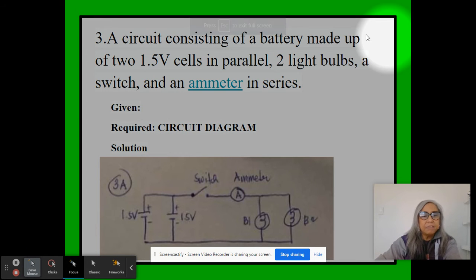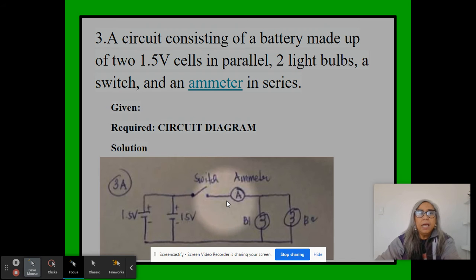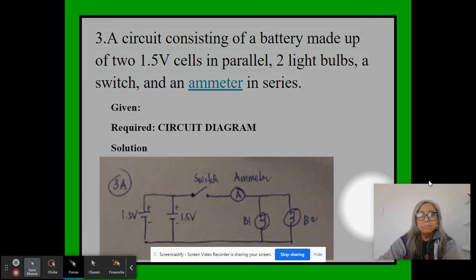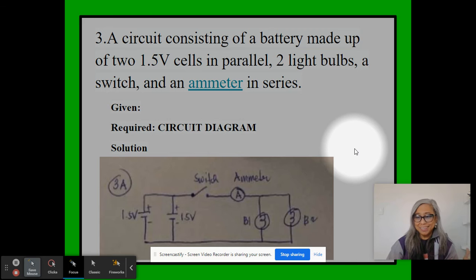So let's study this, right? So it is in parallel. So there should be a break there that I need to see. So a circuit consisting of battery made up of two cells in parallel. Where is that? So this would be it, right? This part. Two light bulbs. There you go. And a switch, right? And an ammeter in series, right? So there you go. You get that?